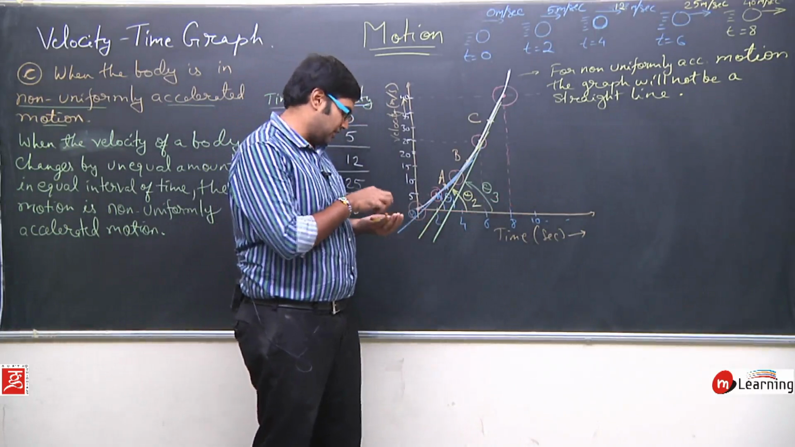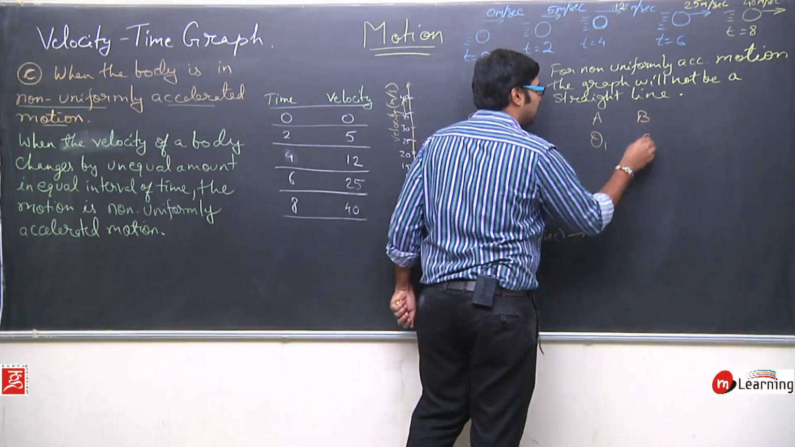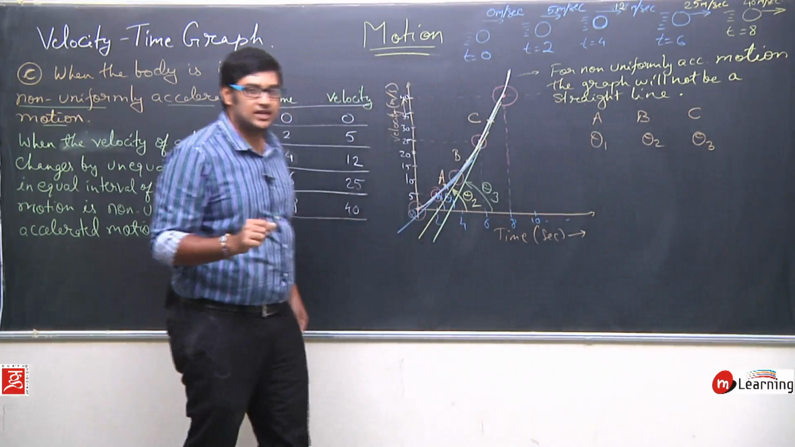Now the most important point is, as you move forward in time, you can see point A is forming an angle of theta 1, B is forming an angle of theta 2, and C is forming an angle of theta 3. You can see the 3 angles.